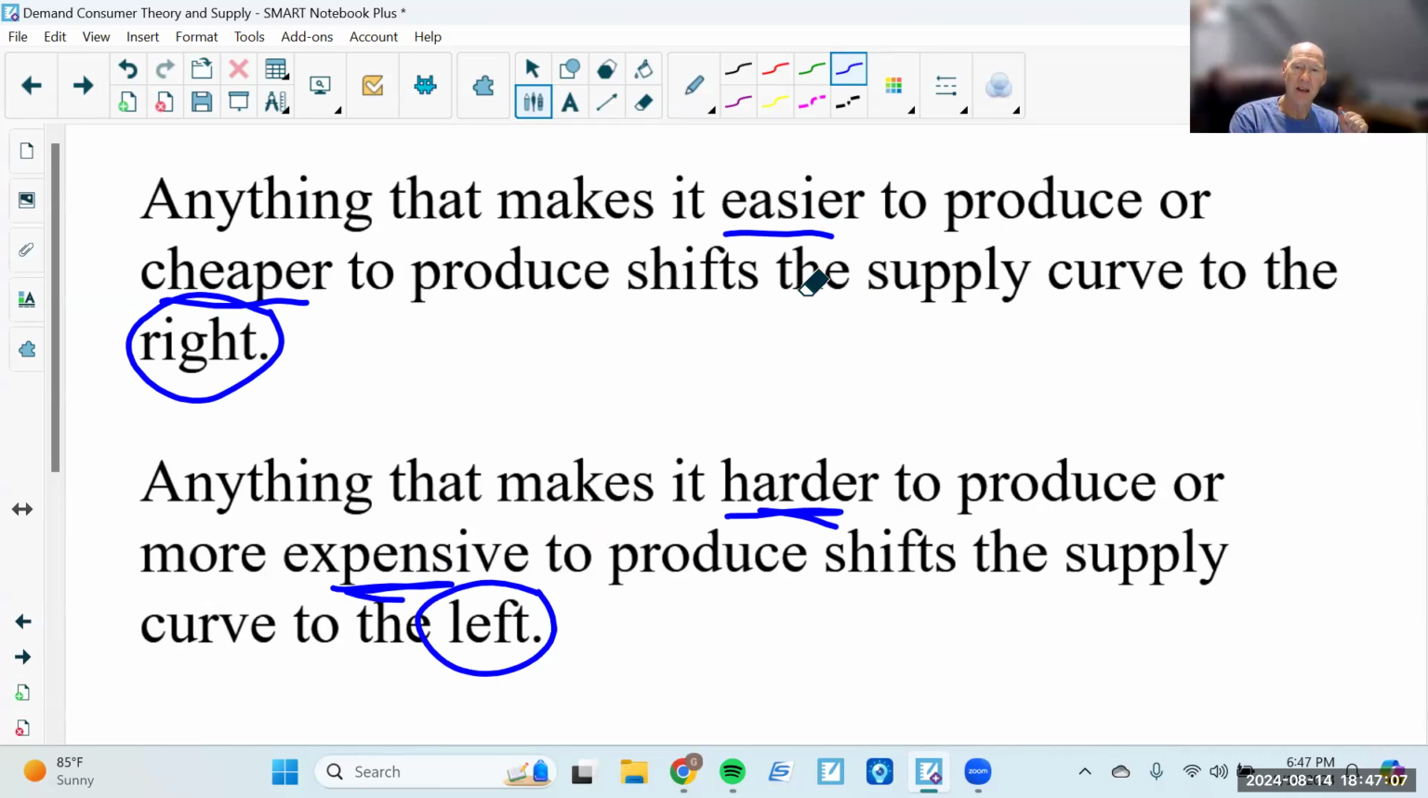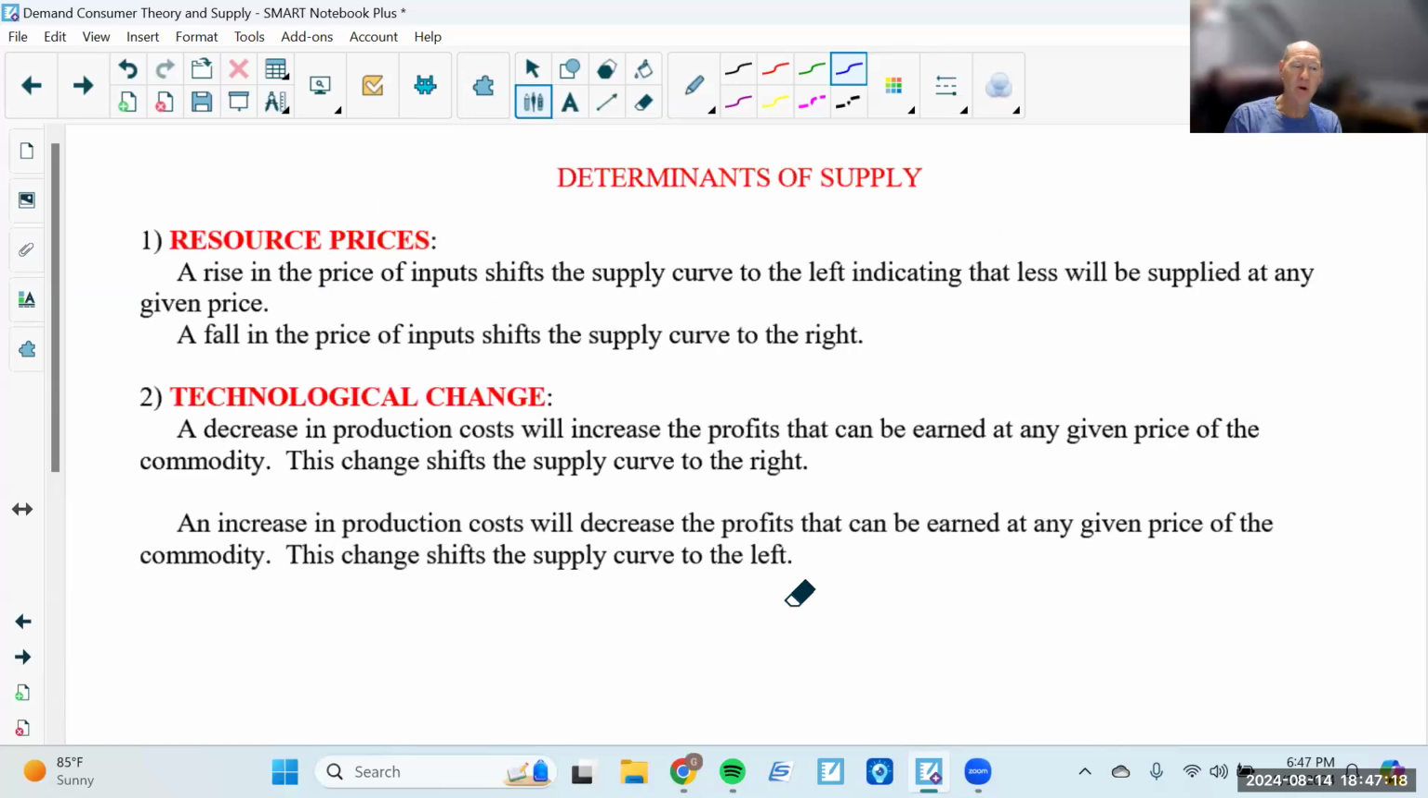But there are determinants for this. But in thinking about the determinants of supply, just go back to this. Easier, cheaper, shift to the right. Harder, more expensive, shift to the left. All right. So what are our determinants of supply? What shifts the supply curve? Price of resources. Okay. What do I mean by resources?